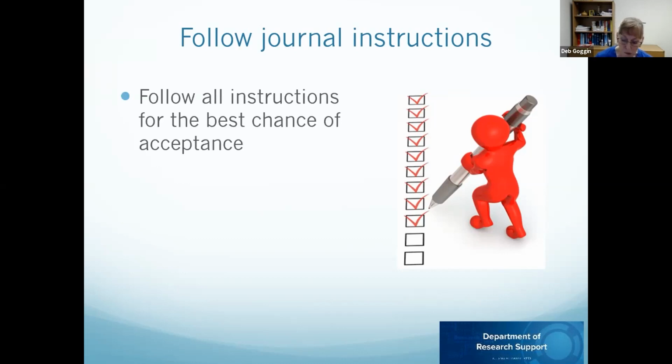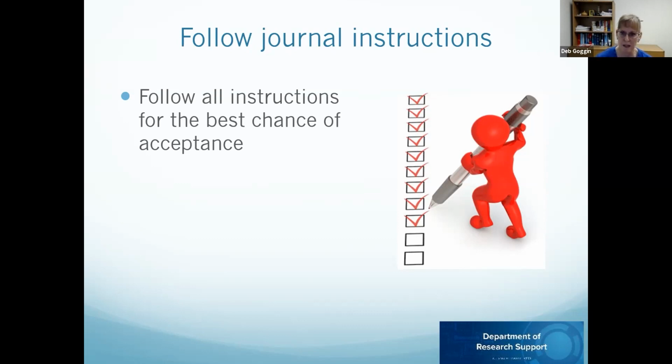You need to follow all of their instructions as closely as possible to ensure that your document has the best chance of being accepted for publication. Journals get a lot of submissions, and sometimes the easiest way to thin out submitted articles is to say, well, did they follow our instructions? Well, no, they didn't, so we're going to automatically reject it because we don't have time or resources to fix something that they should have done in the first place.